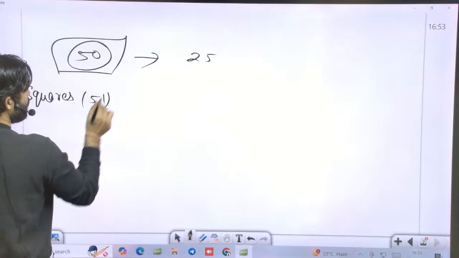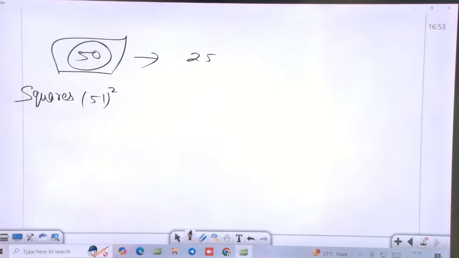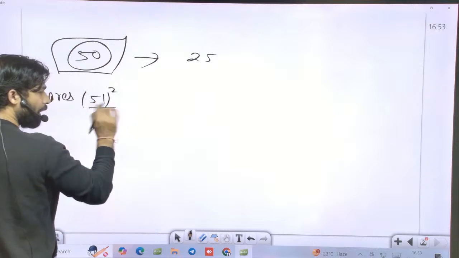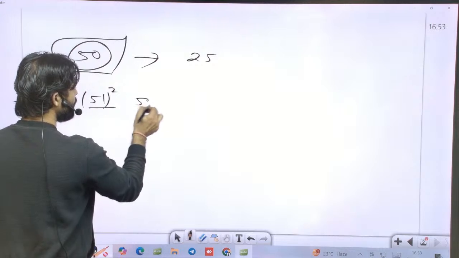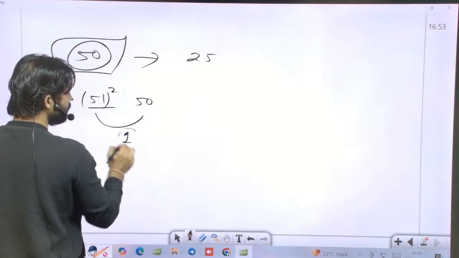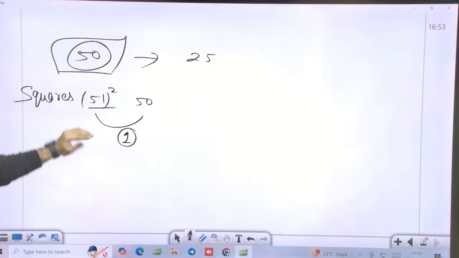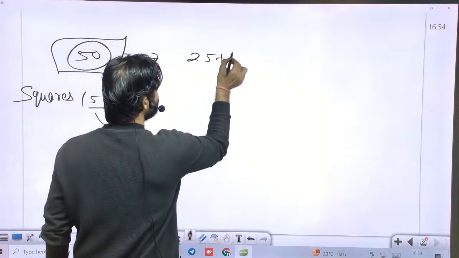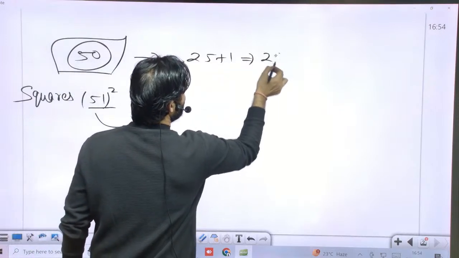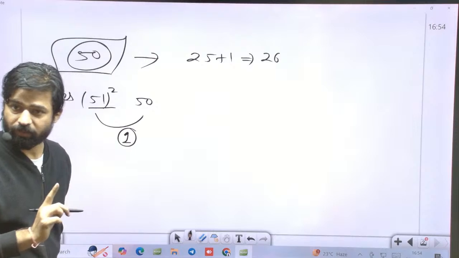Let's say we have to square 51. We have to take the difference of the number from 50. What is the difference between these two? 1. And this number is greater than 50, so we will add 1 to the base. So this is 26 now.